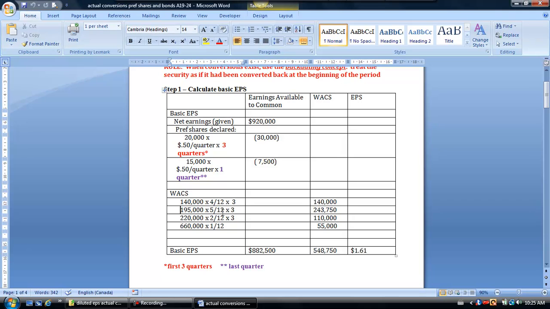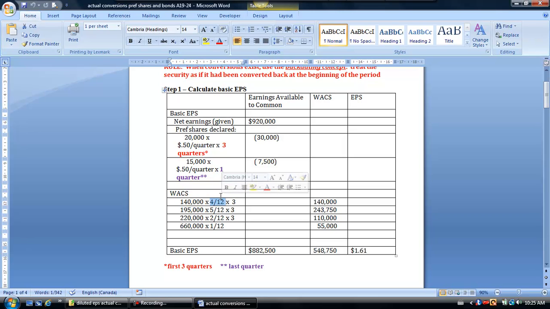So now we have 195,000, which is the 140,000 plus the additional 55,000, making 195,000 shares outstanding. Before we move on to the last 2 rows, let's focus on these 2 rows here. Don't forget, these 140,000 were available from January the 1st to April the 30th. So that's January, February, March, and April. That's 4 months of 12.